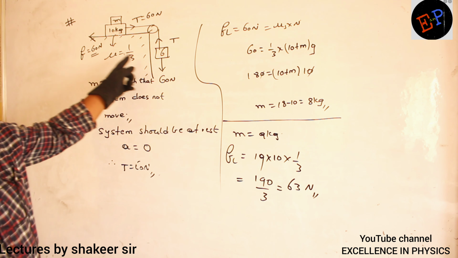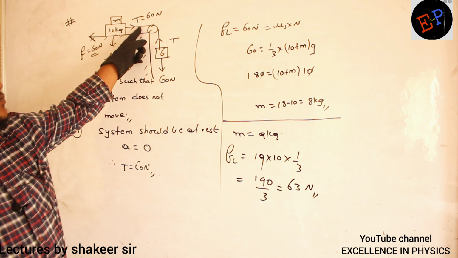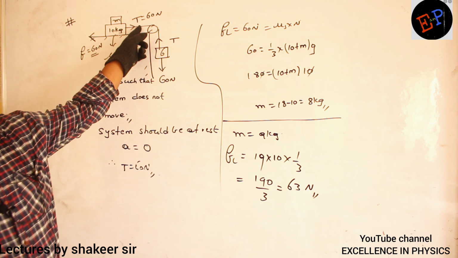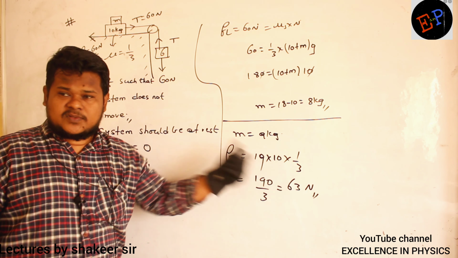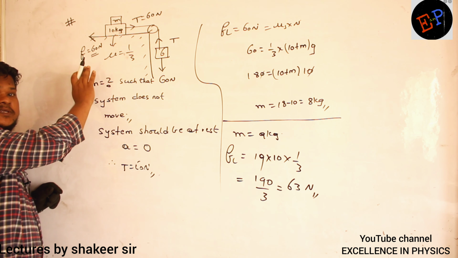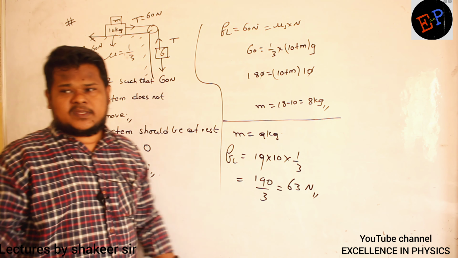So, then limiting friction, but what is the tension I require? Tension applied is only 60. But the limiting friction is how much? 63. So therefore, the friction applied will not be limiting friction. It will be just a friction, that's all. Are you able to understand?